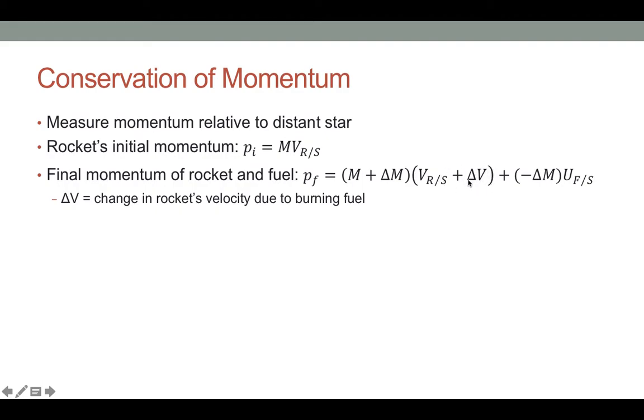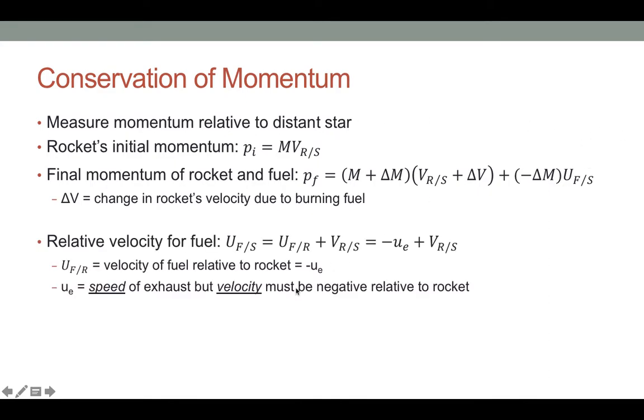And this is what we want to find. By how much does the rocket's velocity increase? So it's its initial velocity plus this gain. This is how much momentum the rocket has. Our system, however, in order to use the conservation of momentum, has to include the fuel as well. This minus delta m, remember, is a positive number, times this right here, the velocity of the fuel with respect to the star, because that's how we're conserving momentum, by measuring momentum with respect to a distant star. However, we don't know what that is.